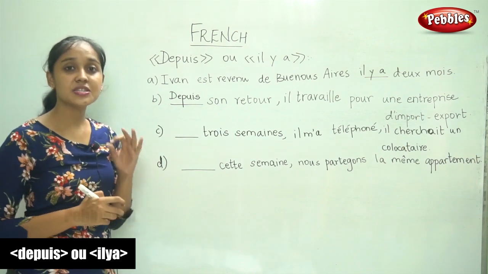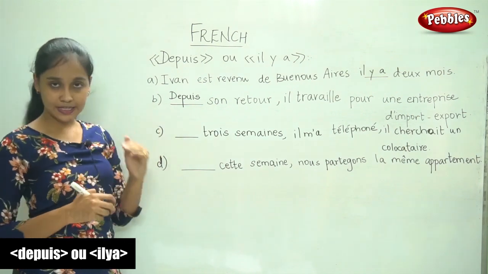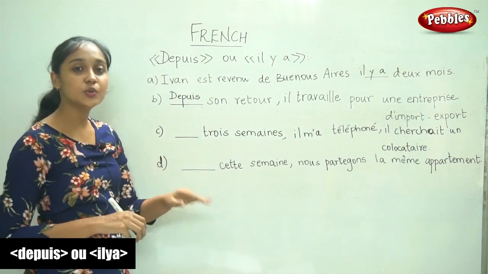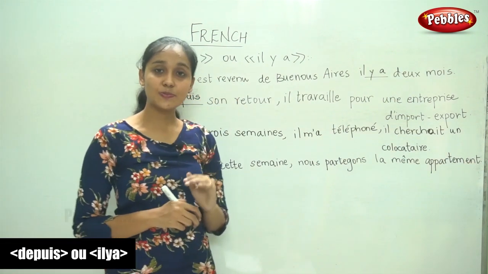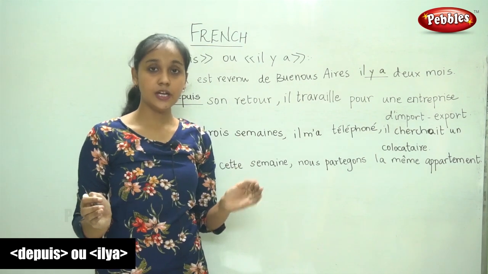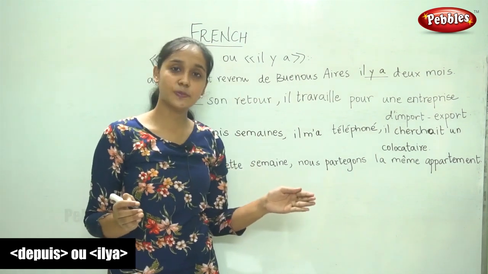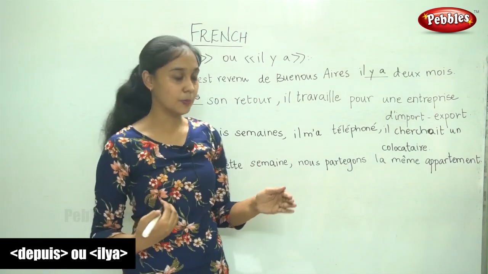So did you understand the difference between these two, depuis and il y a? Depuis is used when an action took place and is continuing in the present, whereas il y a is used to express the duration of time between the action that took place and the present moment.